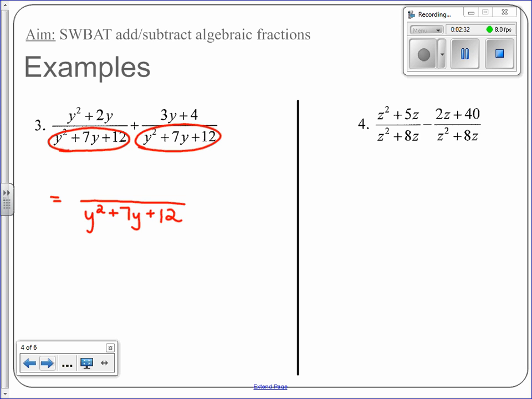For the next step, to complete our numerator, we're simply going to look to combine like terms that our two numerators have. So our first numerator has a 2y that can be combined with 3y of the other fraction. In this case, we create a numerator of y squared plus 5y plus 4. Now, to finish this off, as easy as that seemed, our answer is not finalized or reduced completely.